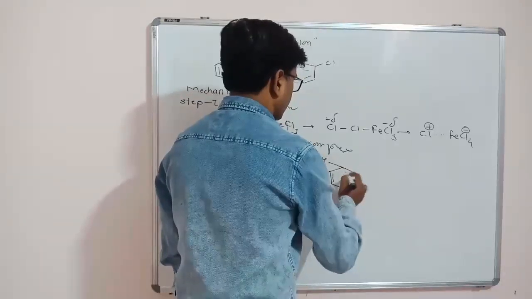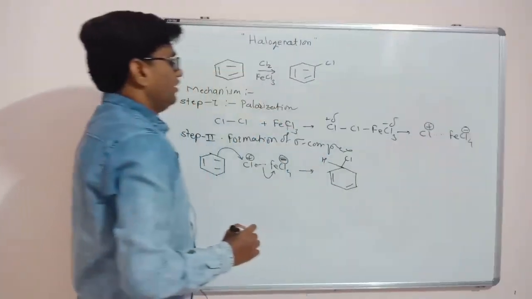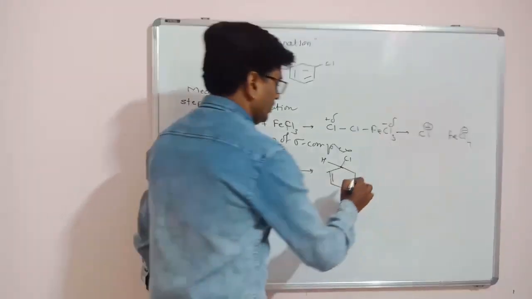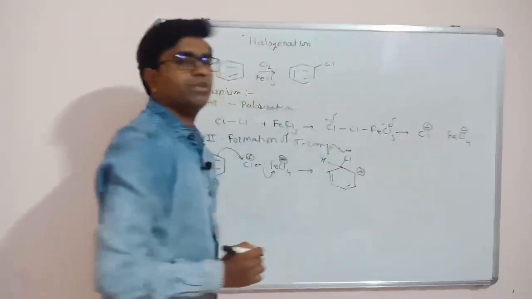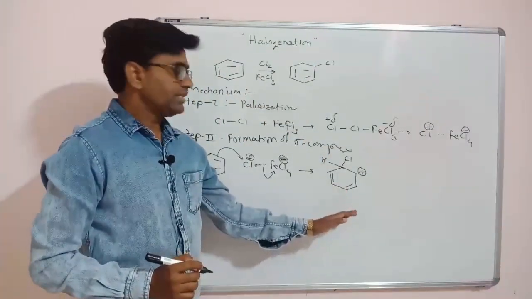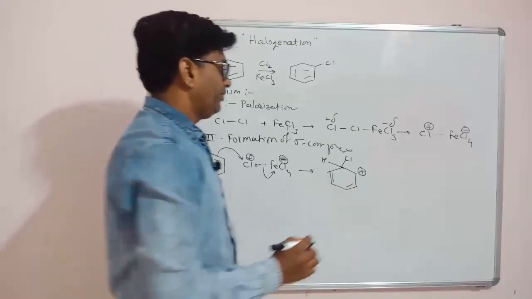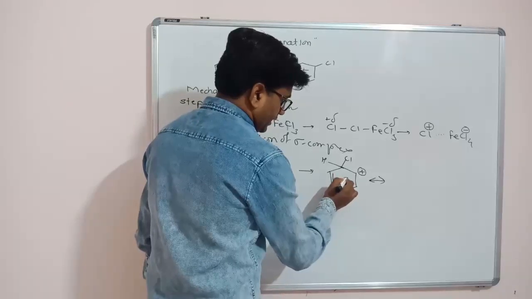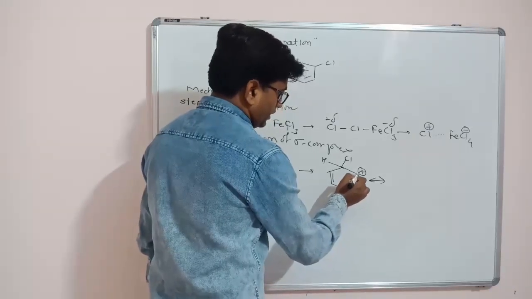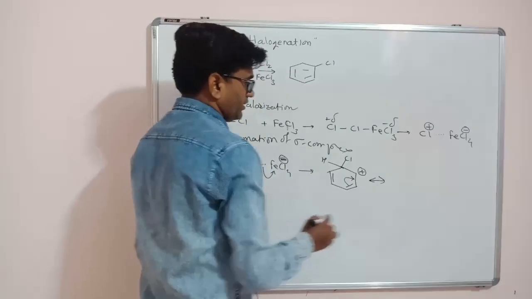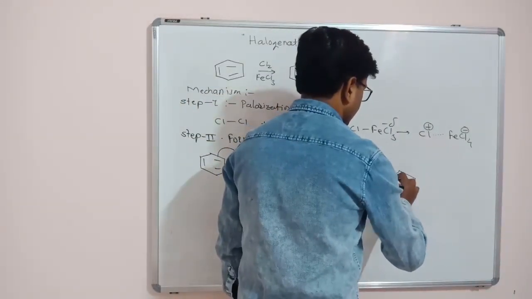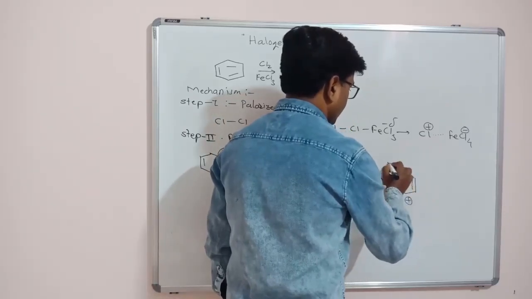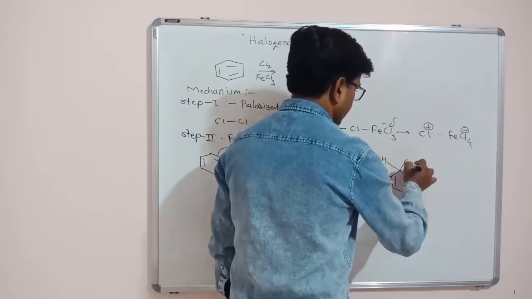So in a sigma complex, one of the carbons will get Cl, while the second carbon will be electropositive. Now this is a non-aromatic species, but it is very stable due to resonance. See here, this pi bond will break and go over here, because this pi bond is in conjugation with this positive charge. So we will get another species. Here will be the positive charge, the double bond, here is the hydrogen, and here is the Cl.